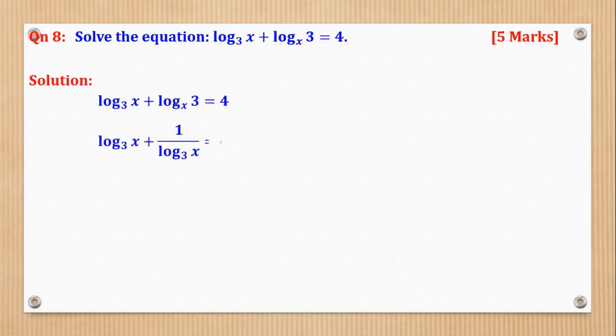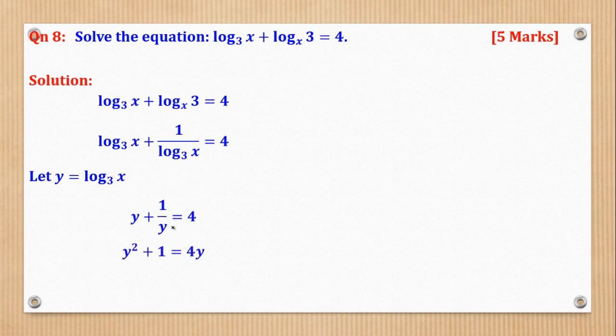So first, I have to change the base. This is base 3 and here the base is x, so I'll have to change to one base. If I change to base 3, I'll come up with the reciprocal here, and then let y be equal to log base 3 of x. And then substitute here, put y, here put y.